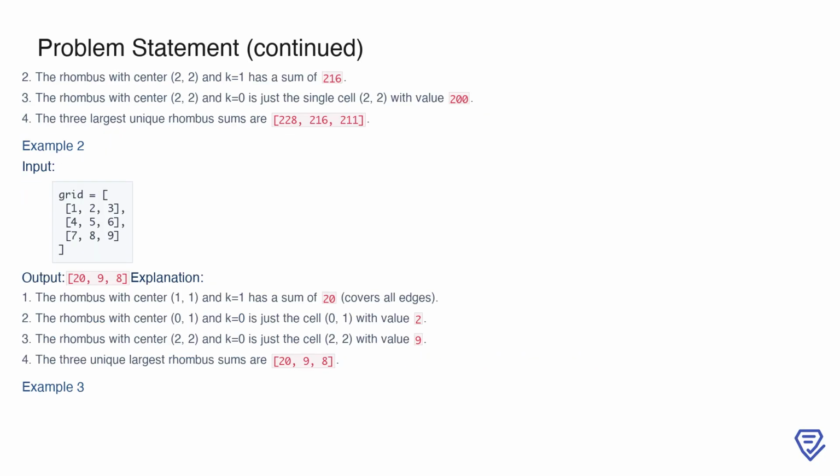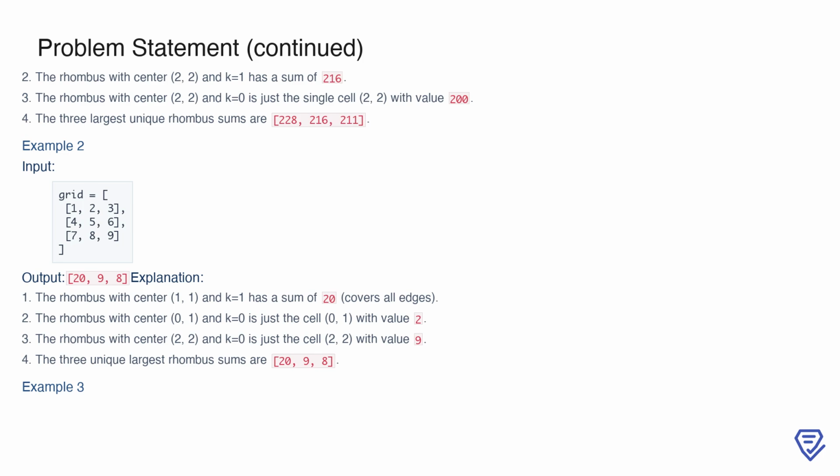The next largest rhombus sum in this example is 216, which comes from another rhombus with the same center at 2, 2, but with k equal to 1. This smaller rhombus still includes the center and its immediate surrounding edges. Finally, the rhombus with k equal to 0 is simply the center cell itself, which contributes a sum of 200. Combining these, the 3 largest unique sums are 228, 216, and 211.